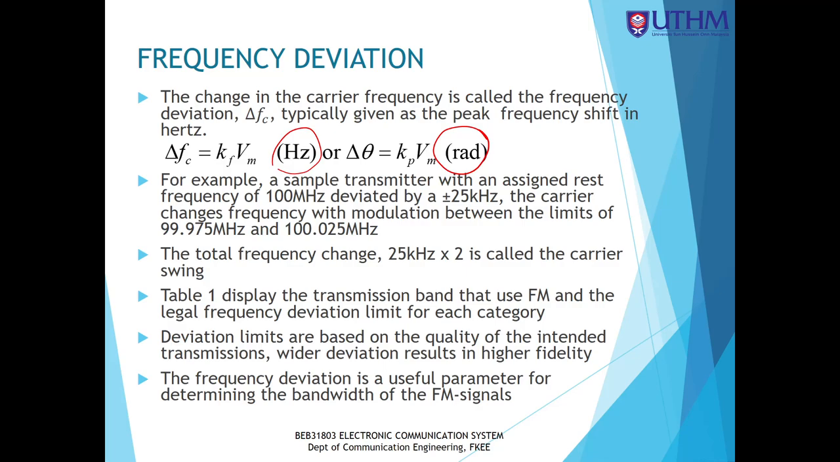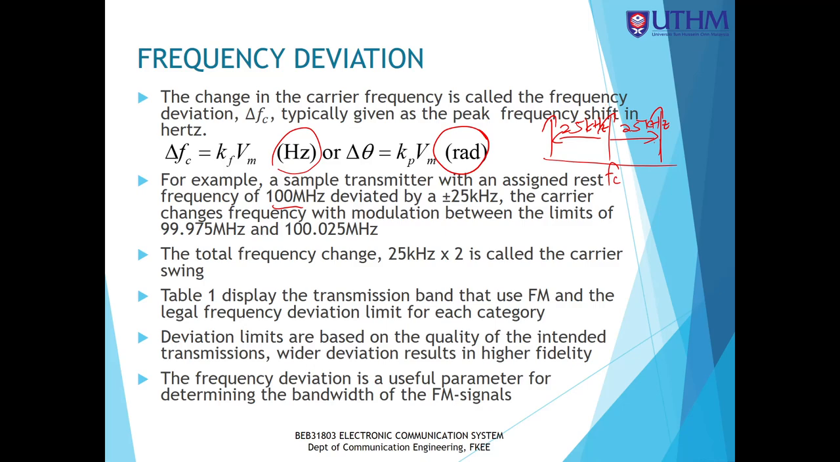Okay. So, for example, a transmitter with an assigned rest frequency of 100 MHz deviates, it will oscillate by 25 kHz. So the carrier, FC, deviates above and below by about 25 kHz. So here is FC plus 25 kilohertz, over here is FC minus 25 kilohertz. Both are 25 kilohertz.